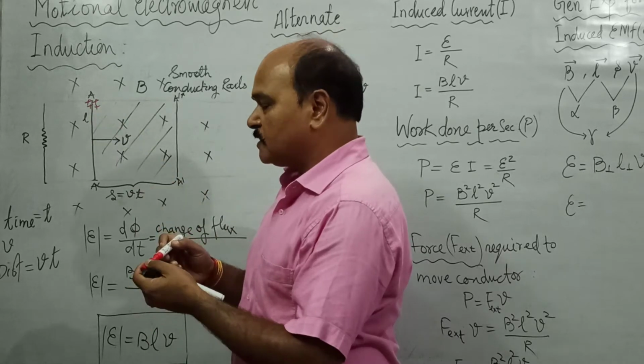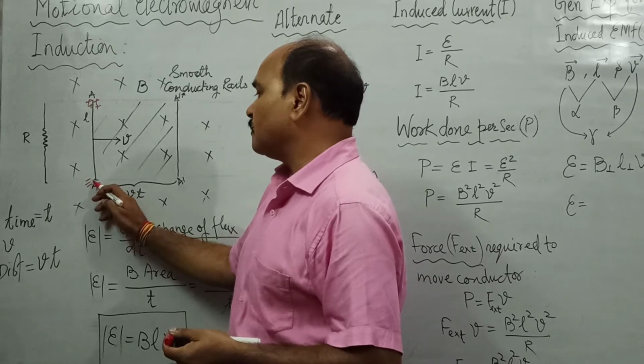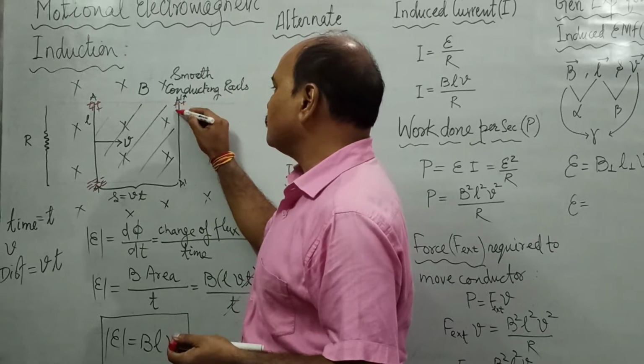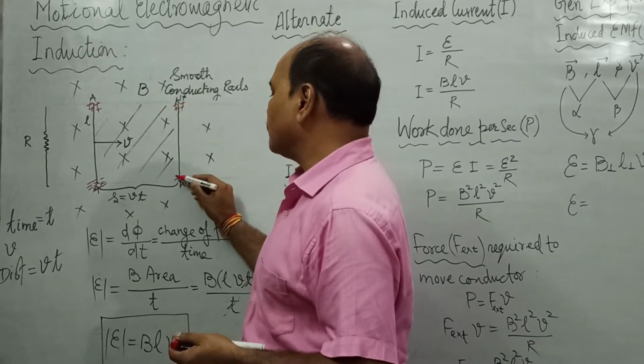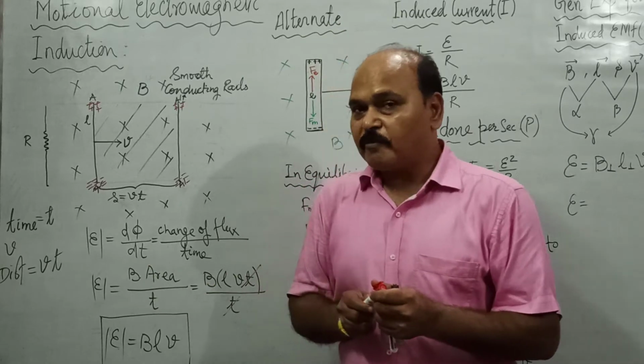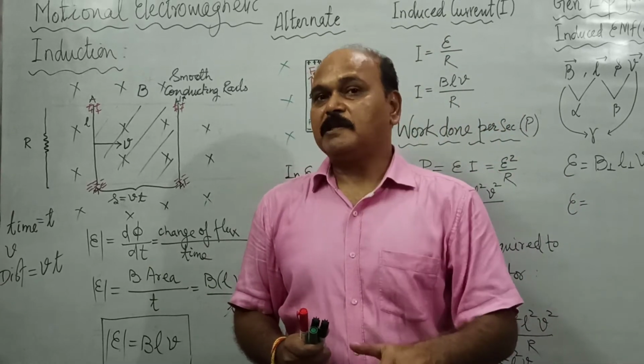And every negative charge experiences force in the opposite direction. Therefore, this end becomes what? Negative. So this end of the conductor is positive, and this end of the conductor becomes what? Negative. This is the polarity of induced EMF. And how have we found out the polarity? For polarity, we are using the same very popular Fleming's left hand rule.